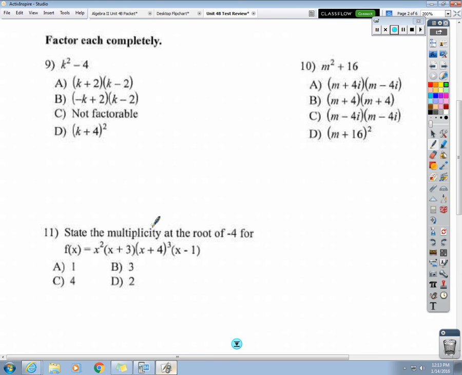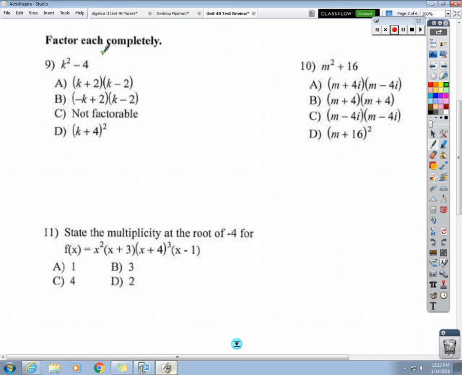Factor each completely. Okay, this is a special case. Does anybody remember the name for this special case? Okay, what operation is going on? No, that's a made-up operation. What operation is this? It's a D word. Difference. It's subtraction. So difference. And it's a difference of two perfect squares, right?